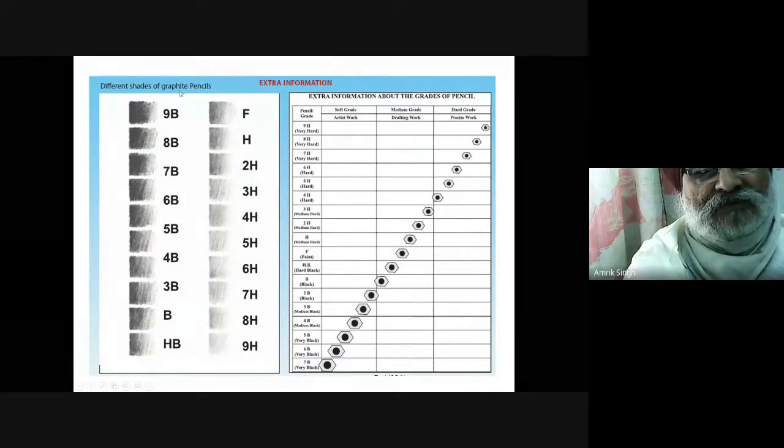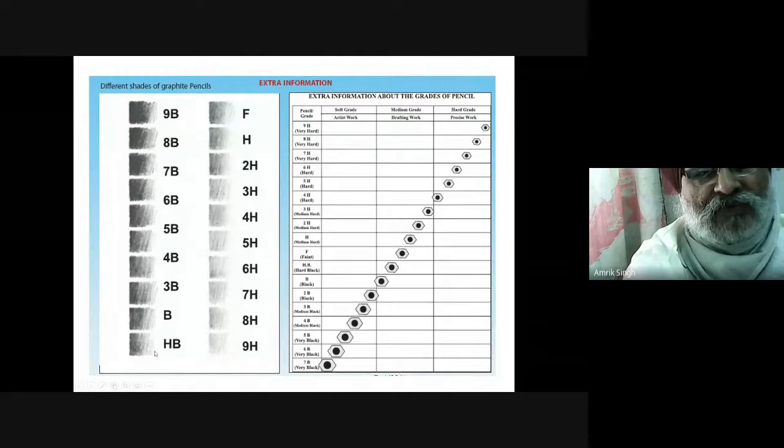So these are the grades for pencils. So you use the HB pencil अभी तक. So there are grades HB, B, 3B, 4B, 5B, 6B, 7B, 8B, 9B. Okay. So how many grades? 1, 2, 3, 4, 5, 6, 7, 8, 9, 10.